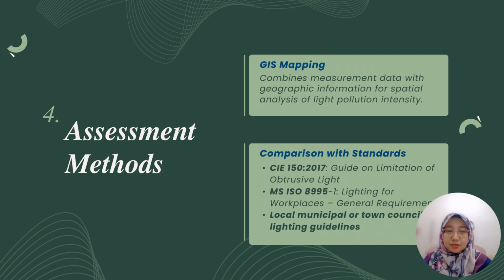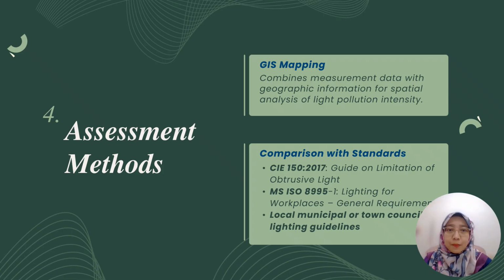In addition to field surveys and satellite data, there are two more important methods used in light pollution assessment. First, we use GIS mapping, which combines light measurement data with geographic information. These methods allow us to visually analyze the spatial distribution and intensity of light pollution across different areas, making it easier to pinpoint problem zones.